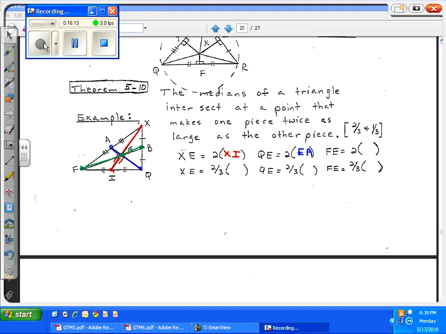So the medians intersect at a point such that the big piece of each median is twice the little piece of each median, or in other words, in a ratio of 2 to 1, or formally, that point is 2/3 of the distance from the vertex to the midpoint of the opposite side.